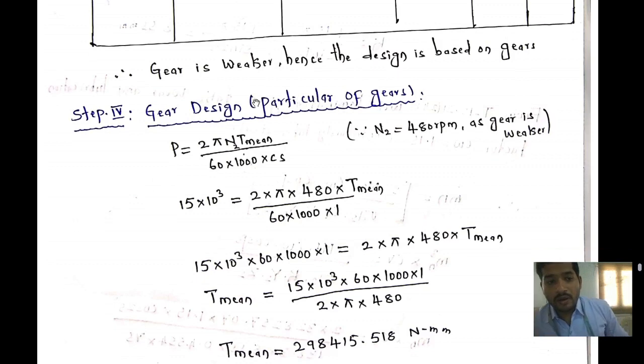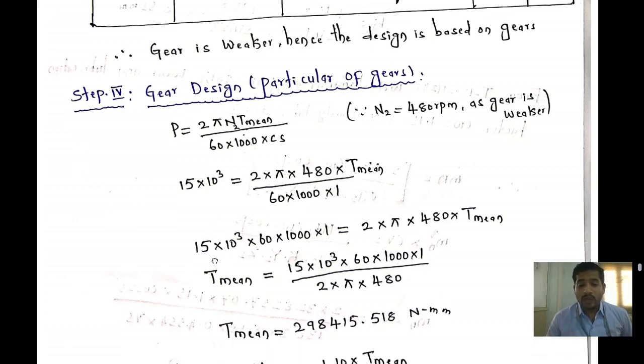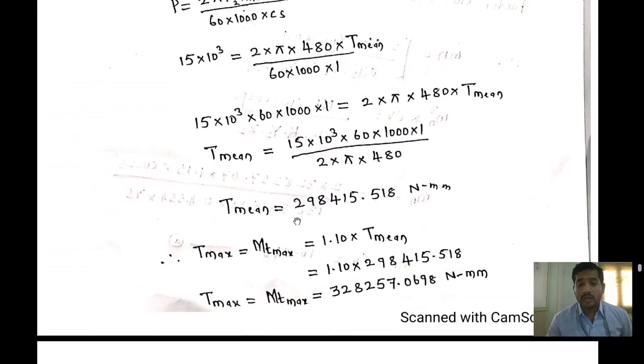And step number 4, in which we need to find out the mean torque. So we have to use the power formula P equals 2 pi n2 T mean by 60 into 1000 into CS. Power is already given as 15 into 10 power 3 watt. 2 pi into the speed of the gear, which is 480, into T mean, divided by 60 into 1000. If you just multiply over here, then you will get the mean torque value.